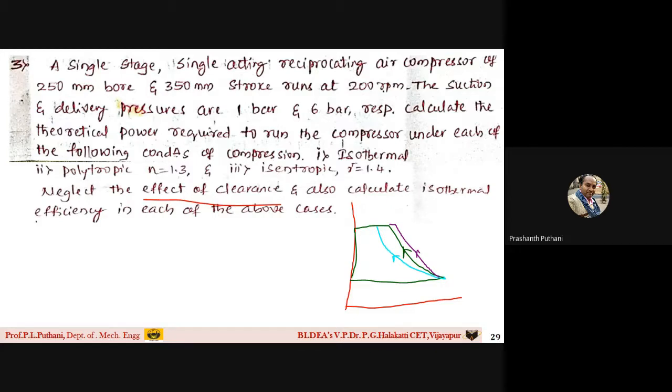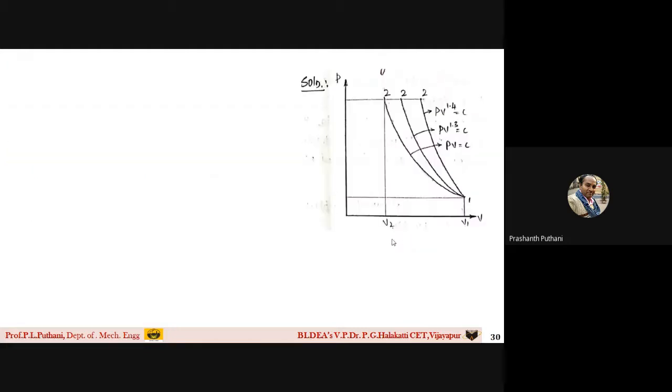Now, as I said, we have drawn the PV diagram. You can see here. So, what is this curve? Which process is it representing? Can anybody say this curve? Which process is it?